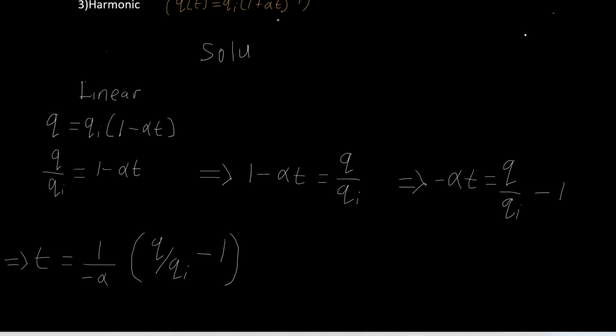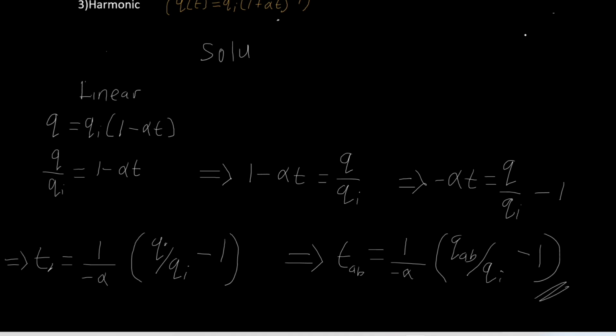Okay. Now, we won't just leave our answer like this. Since they were specific and they asked us to look for abandonment time, we change this parameter and this parameter. So we'll have our final answer to be TAB is equal to 1 over minus alpha times Q AB, which is our production rate at abandonment time, over QI minus 1. So this is our abandonment time for linear.